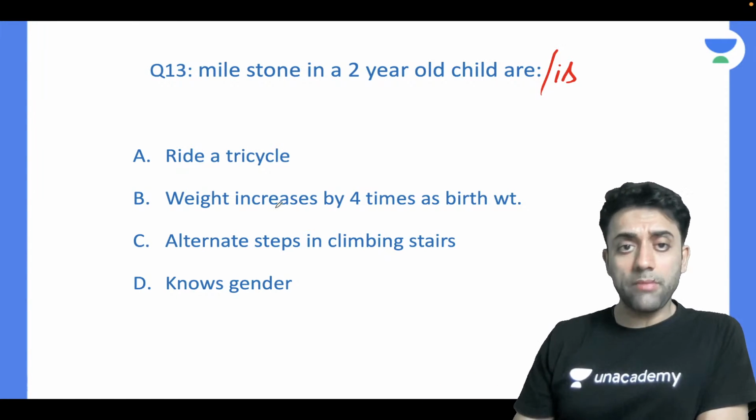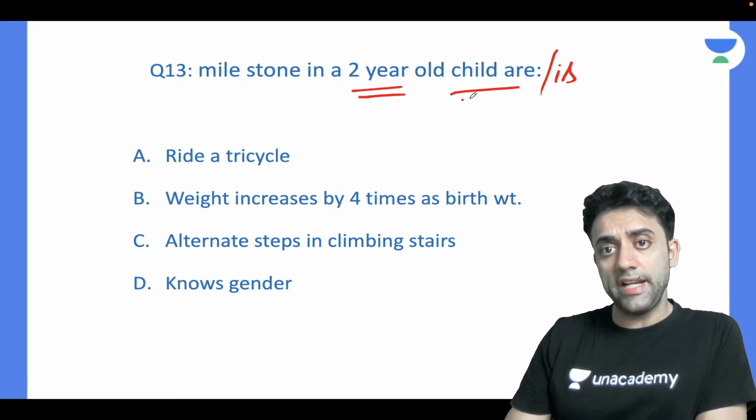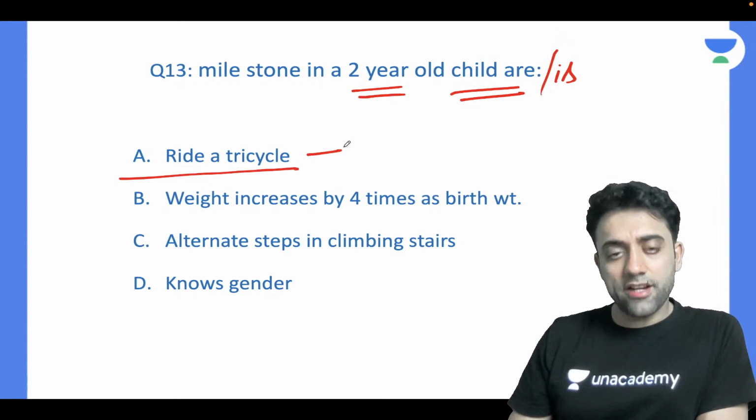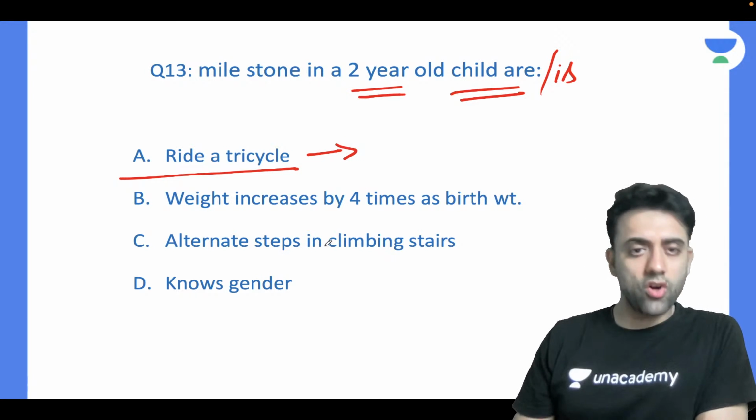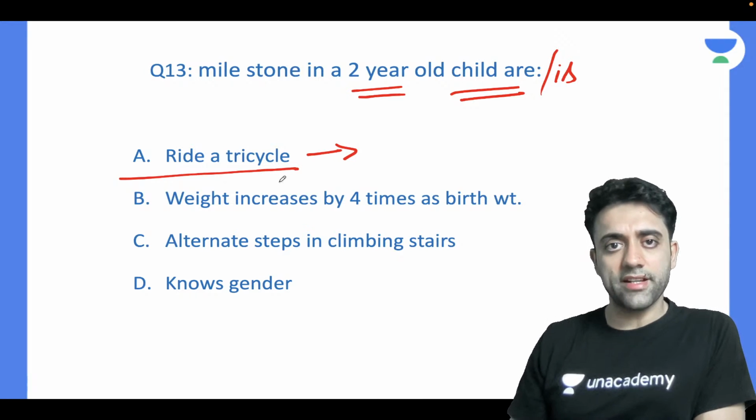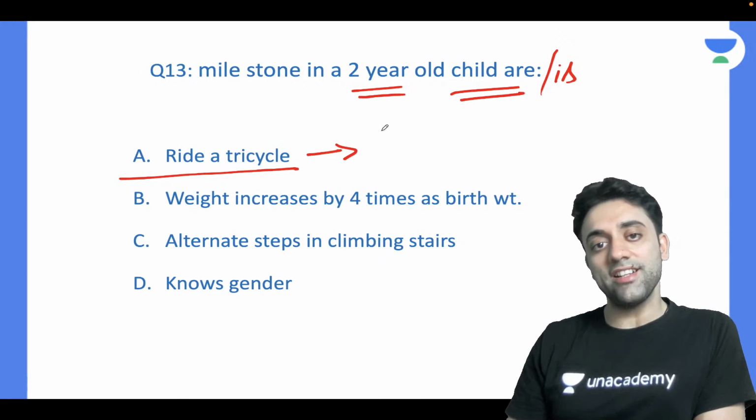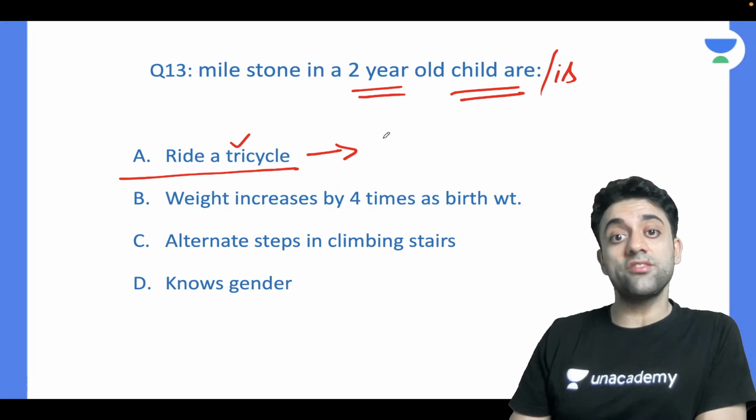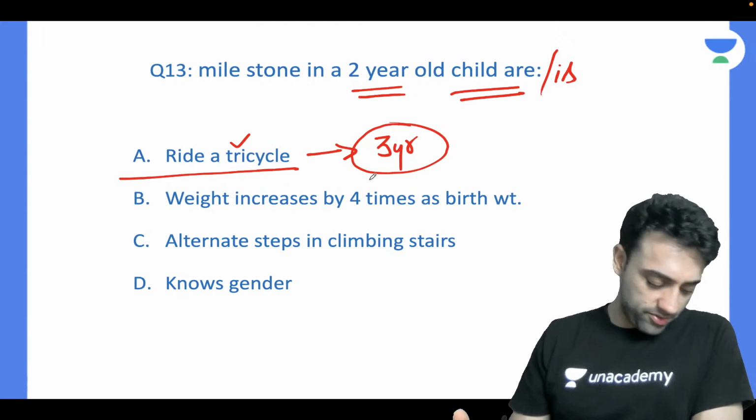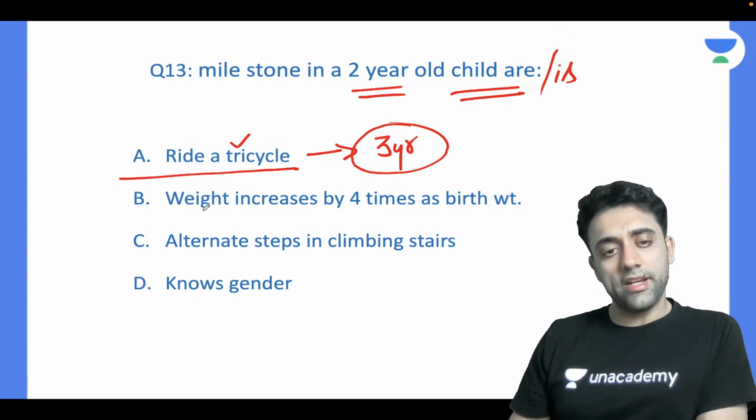Milestone in a 2-year-old child is or are. So number one, ride a tricycle. Can a baby ride a tricycle? Can a 2-year-old baby ride a tricycle? When can a baby ride a tricycle? The answer is tri, which means 3. So a baby can ride a tricycle by 3 years. Yes. Okay, next one.